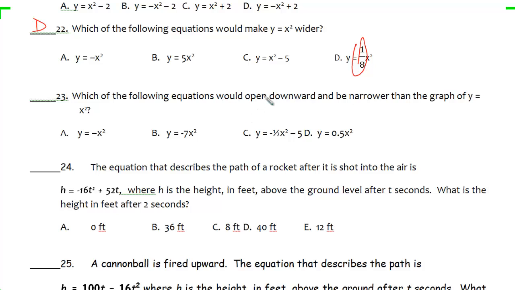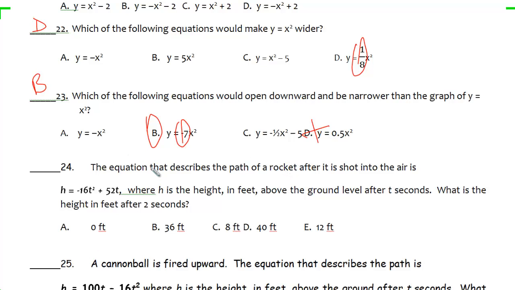23, which of them would open downward and be narrower than the parent function? Well, downward I know needs a negative value. Negative, negative, negative. Can't be D. And it needs to be narrower, so it needs a value greater than 1, further away, which I see right here. So the correct solution is B.